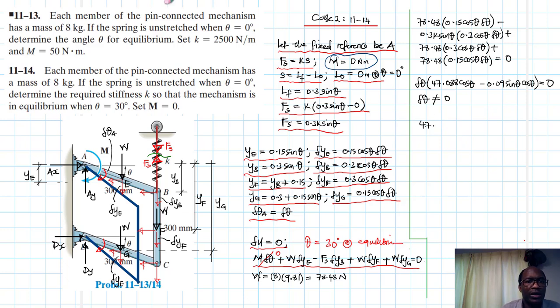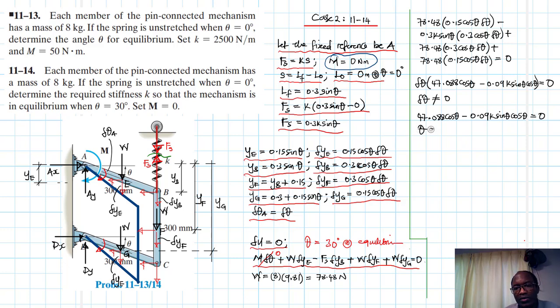Sorry, there is a K somewhere. This one is not well written. 0.09 K. Let me write down the K. All right. So this is 0.09 K sine theta cos theta. All right, it's like that. All right, so now then we have that equation like so: 47.088 cos theta minus 0.09 K sine theta cos theta equal to 0.